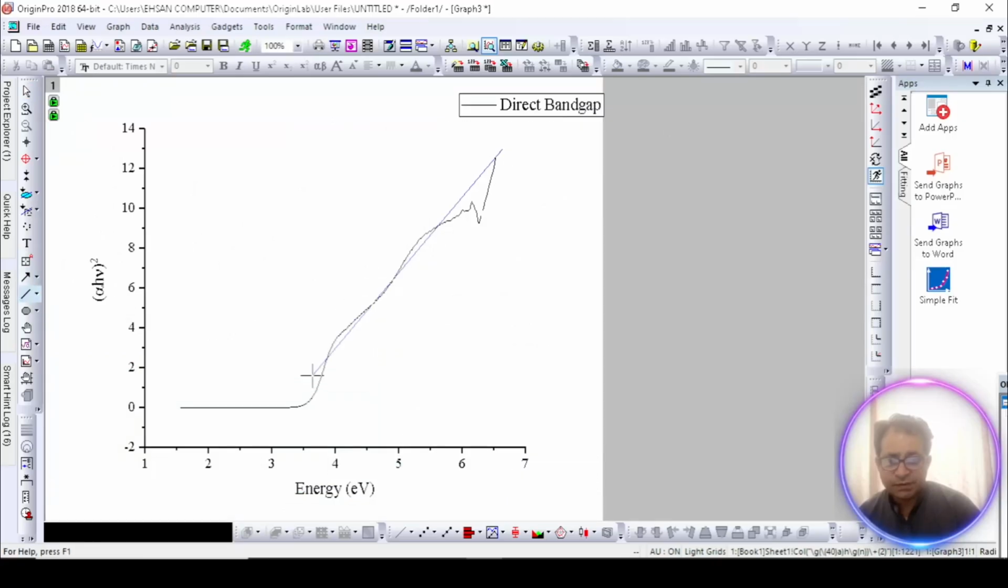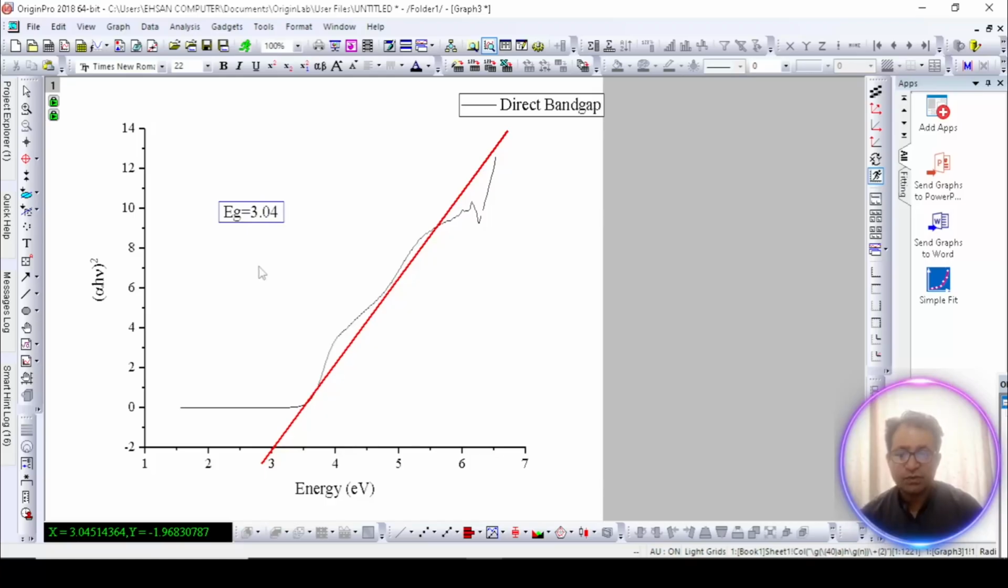Let me draw it over here. So if I draw this thing for the direct band gap, this is my direct band gap. Let this be red color, and when we use the screen reader over here, the direct band gap is 3.04. So let's write it over here. Our direct band gap Eg is equal to 3.04 for this material.